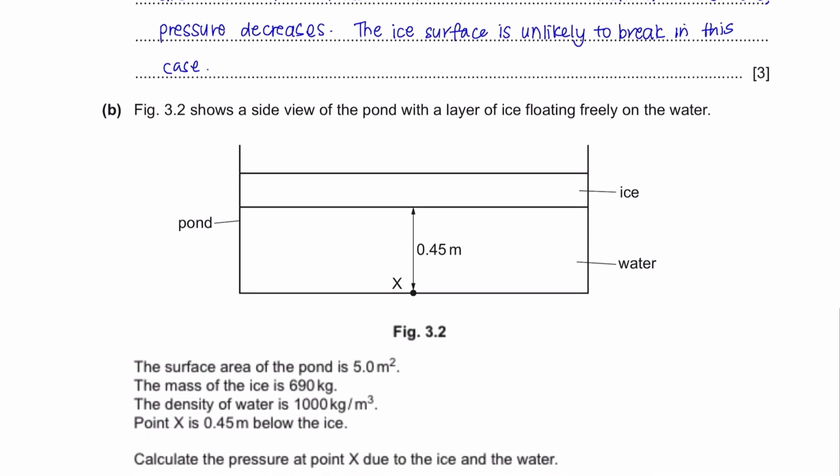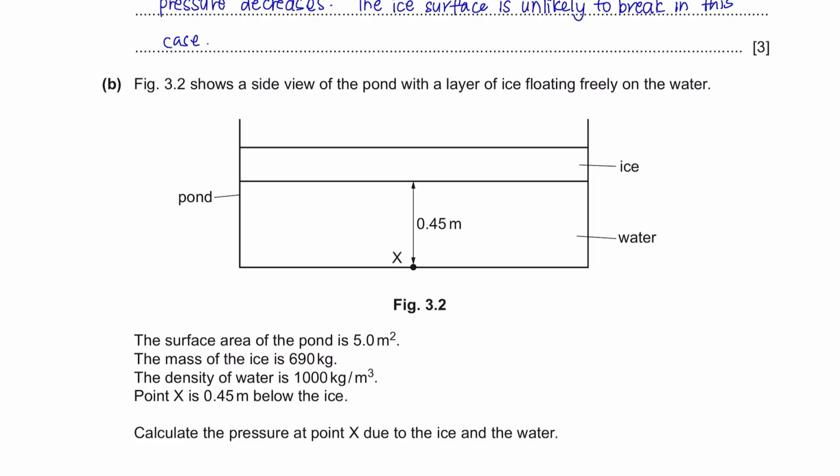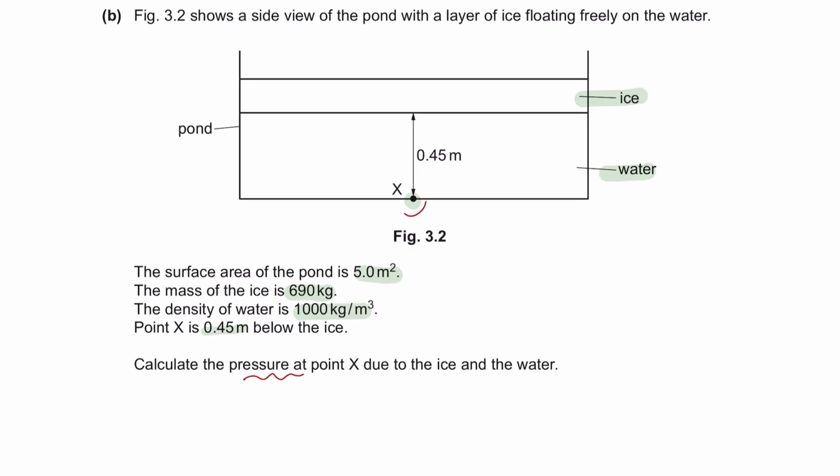Question B. Figure 3.2 shows a side view of the pond with a layer of ice floating freely on the water. You have a few pieces of information given here stating that the surface area of the pond is 5 meters squared, the mass of the ice is 690 kilograms, density of water is 1000 kilograms per meter cubed, and point X is 0.45 meters below the ice. Calculate the pressure at point X due to the ice and the water.